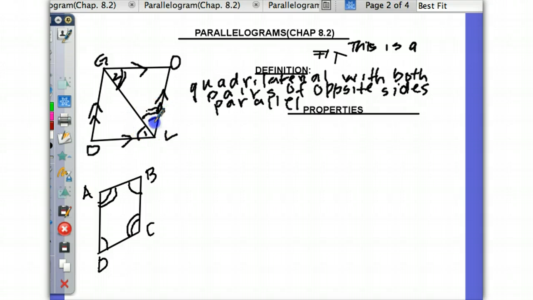Let's make this angle 3. And this one right here from the lower triangle, let's make it angle 4. Angle 3 and angle 4 are also alternate interior angles, so they are congruent.